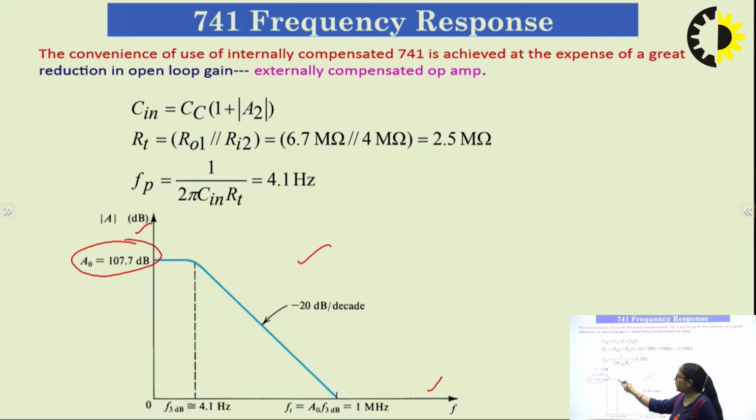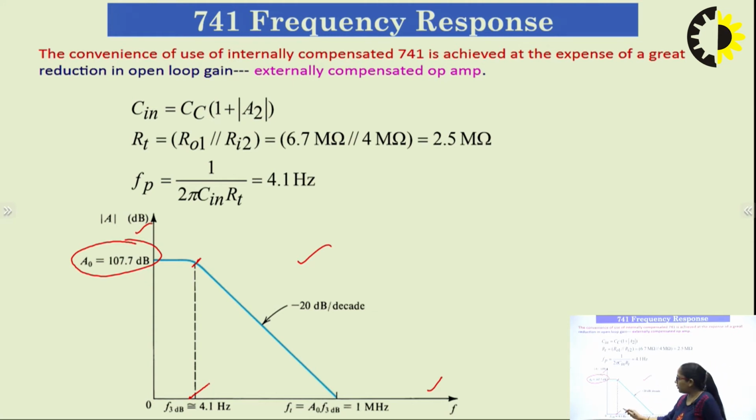At a certain point, this gain will decrease by an amount of 3 dB, which is called the 3 dB frequency. This point will occur at 4.1 Hertz. How are we getting this 4.1 Hertz? We'll discuss after this curve.